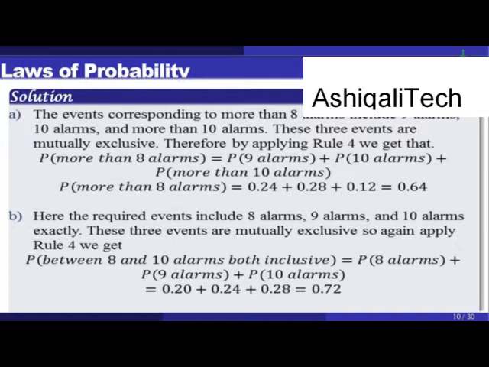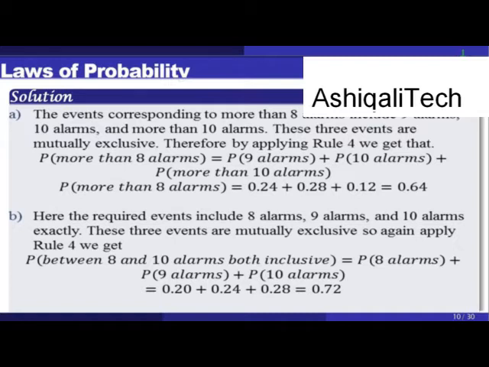Dear students, now we come to the second part. Here the required events include exactly 8 alarms, 9 alarms and 10 alarms. These three events are mutually exclusive. So again we apply rule number 4. The probability between 8 and 10 alarms both inclusive will be equal to probability of 8 alarms plus probability of 9 alarms plus probability of 10 alarms.